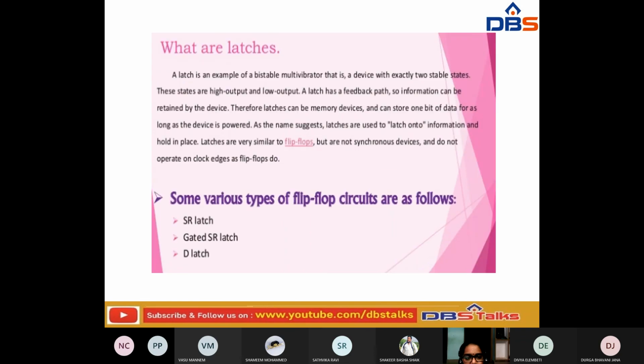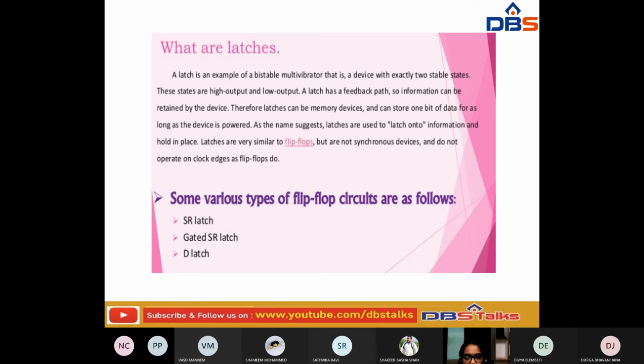So if you have observed the latches, a latch is an example of a bistable multivibrator, and that is a device which has exactly two stable states. These stable states are high output and low output. So a latch has a feedback path, so the information can be retained by the device. Therefore latches can be memory devices that can store only one bit of data.